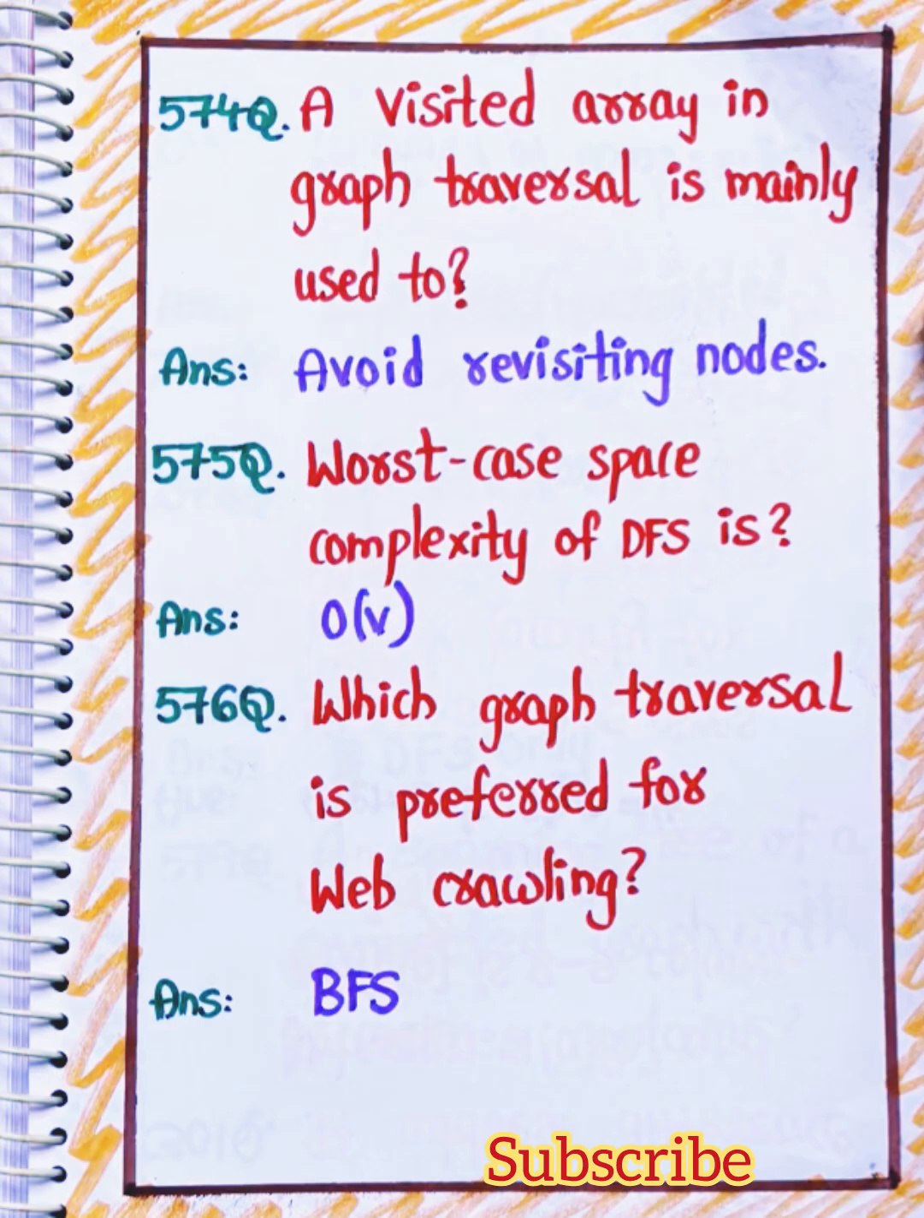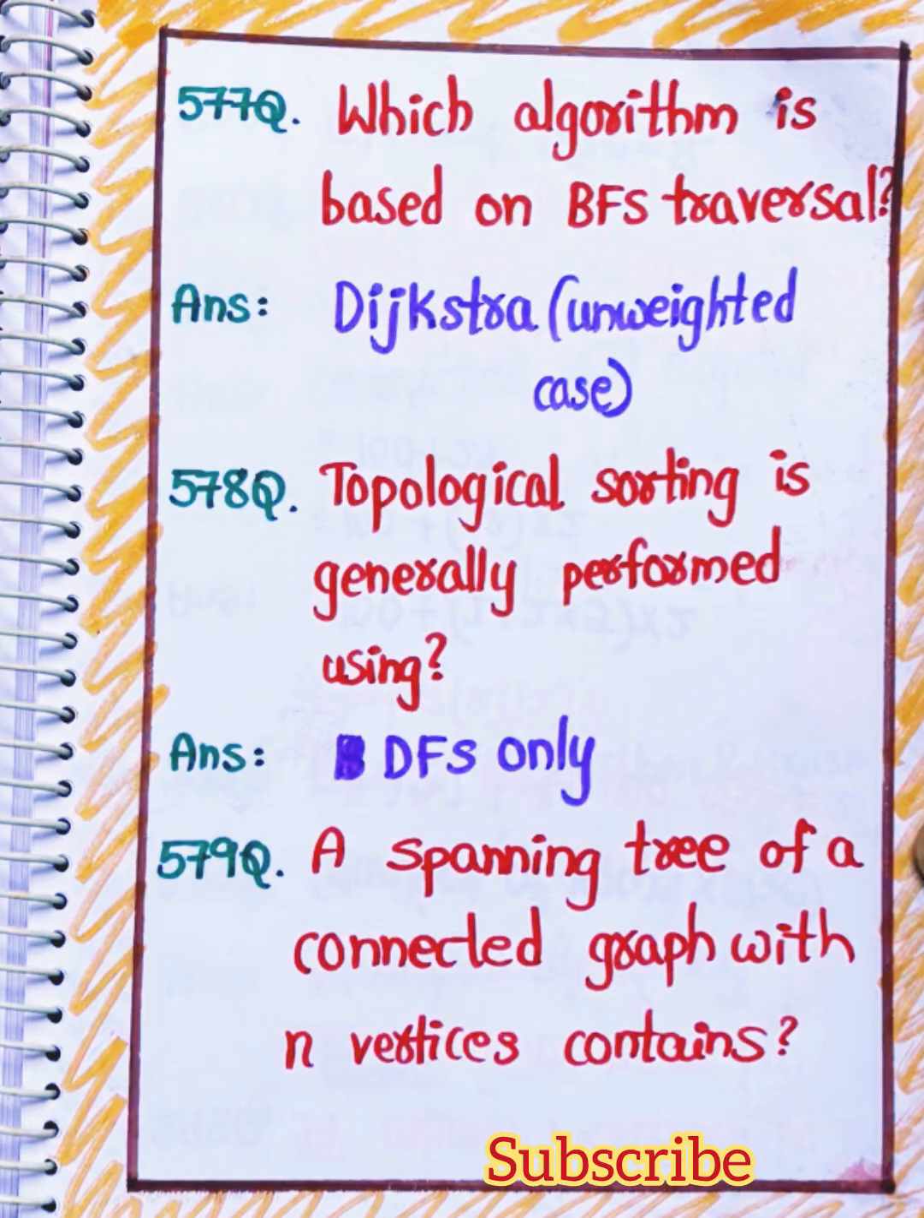Which graph traversal is preferred for web crawling? BFS is used for web crawling. Which algorithm is based on BFS traversal? Dijkstra, unweighted case. Topological sorting is generally performed using DFS only.